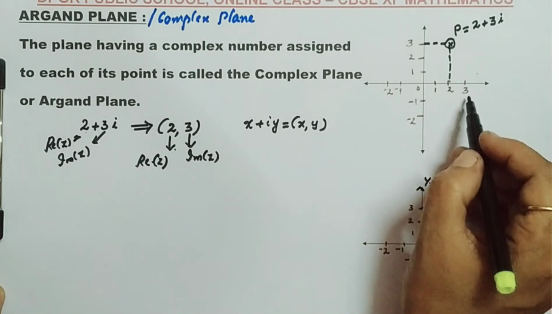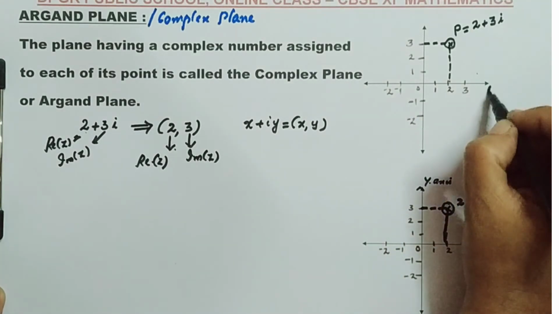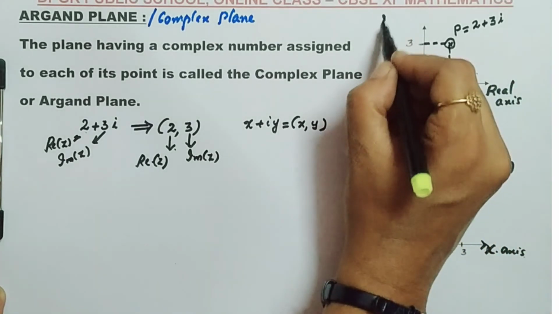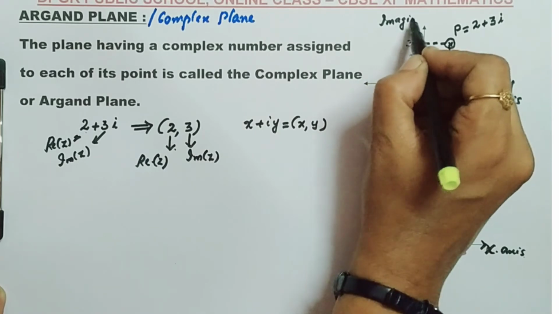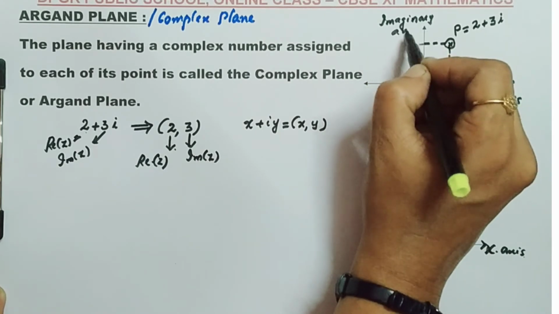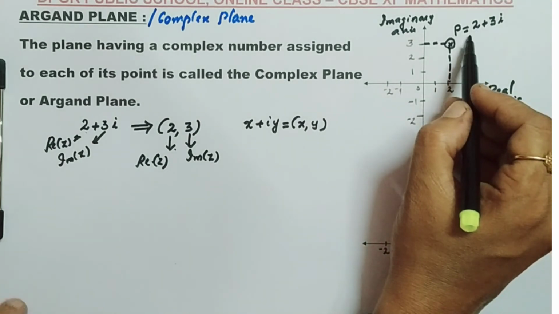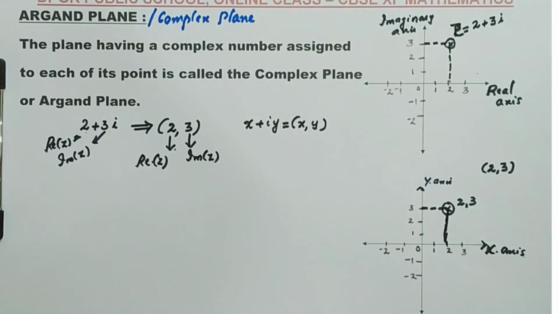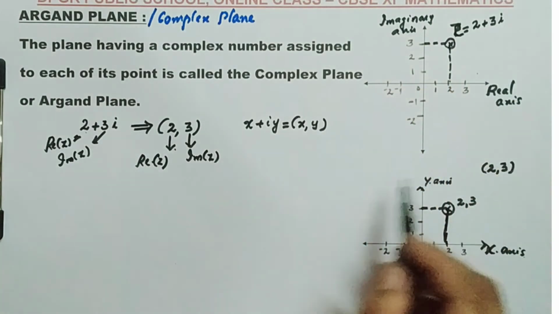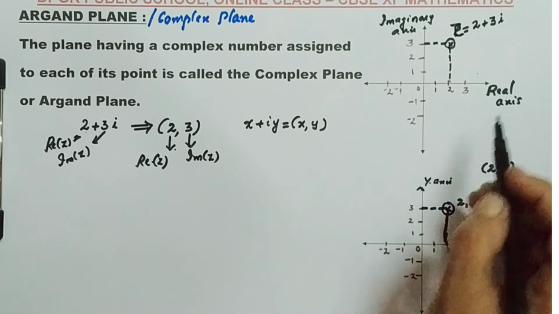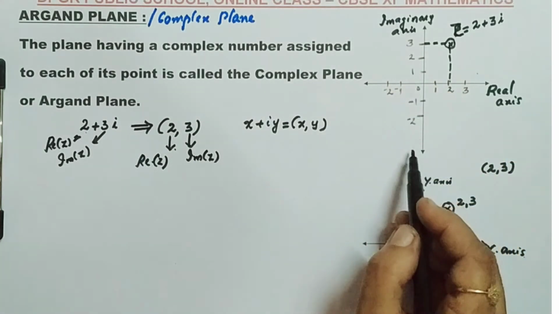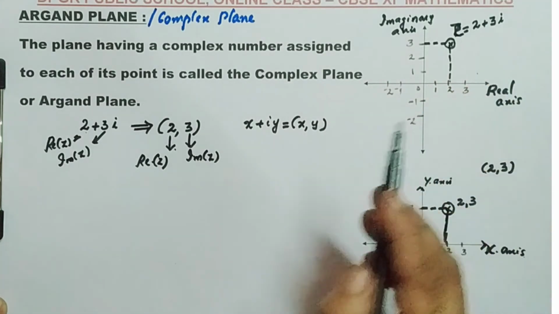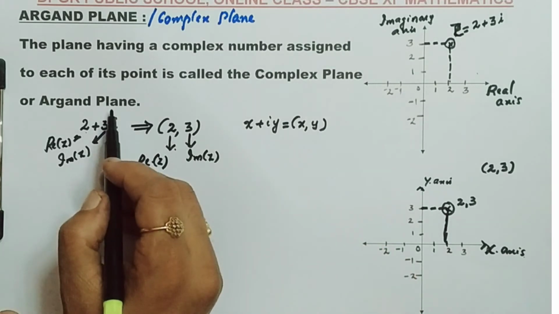Here the x-axis is called the real axis and the y-axis is termed the imaginary axis. So the point P, or the complex number Z equals 2 plus 3i, can be represented in this plane, in which the x-axis is called the real axis and the y-axis is called the imaginary axis. This plane which represents a complex number is called the Argand plane or the complex plane.